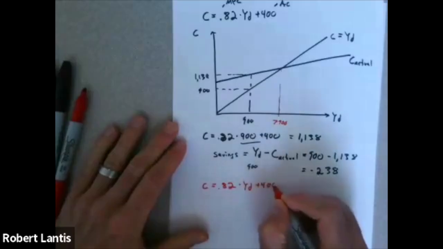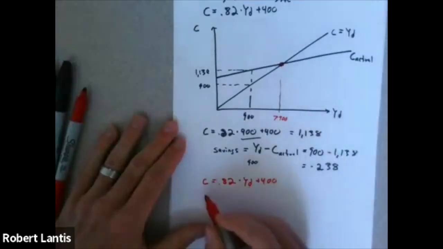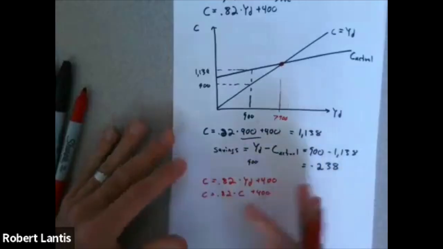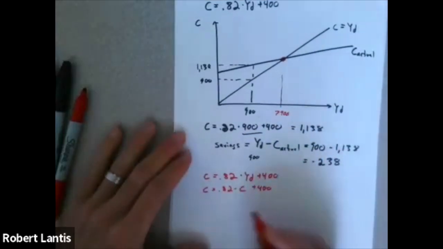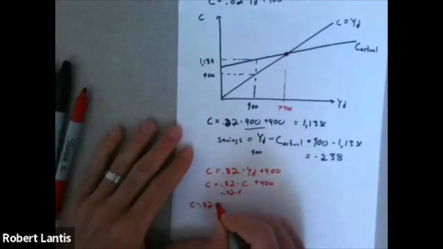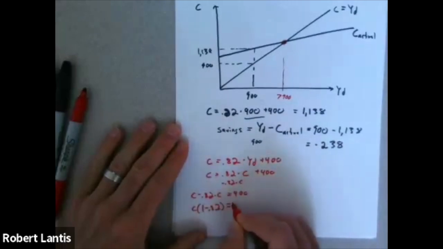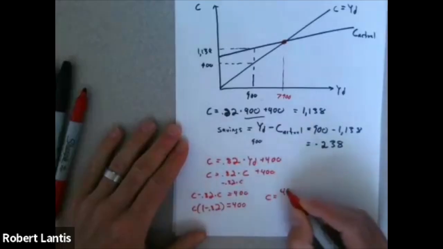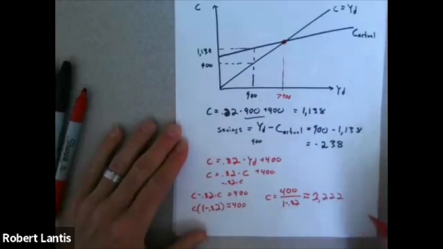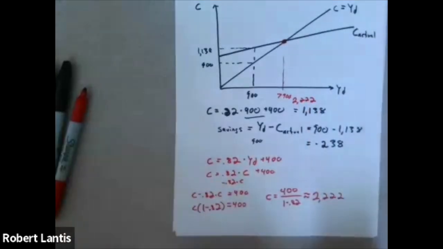Okay. So if I wanted to solve for that break-even level, at that break-even level my disposable income should be exactly equal to my actual consumption. These two things should be the same. So I could write them both as C, or I could write them both as YD. I do a little bit of algebra here. Subtract this from both sides. I pull the C out front. And I get my actual level of consumption is 400 over 1 minus 0.82, or approximately 2,222. Okay. So sure enough, that value I found was greater than 900.